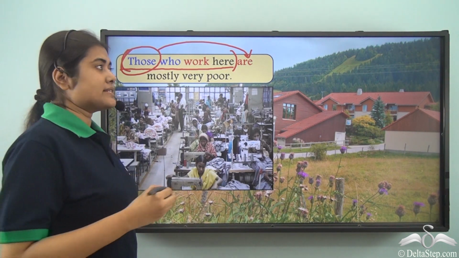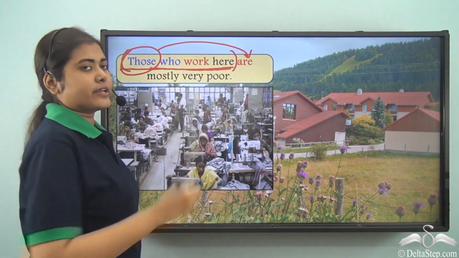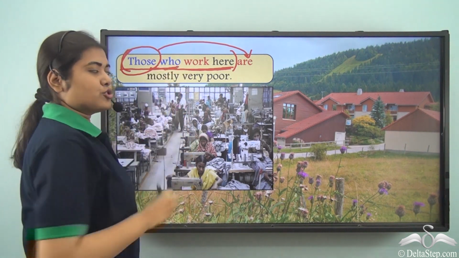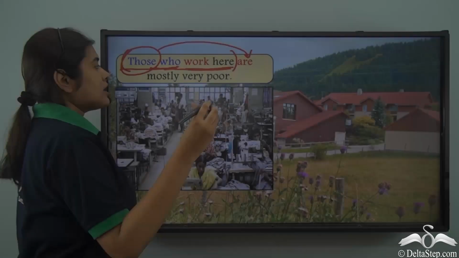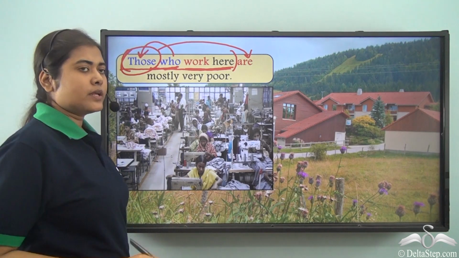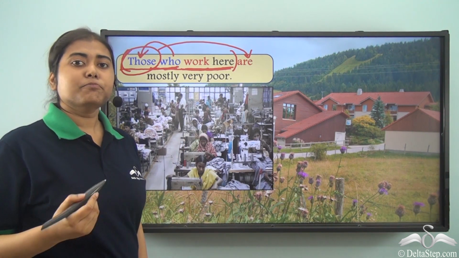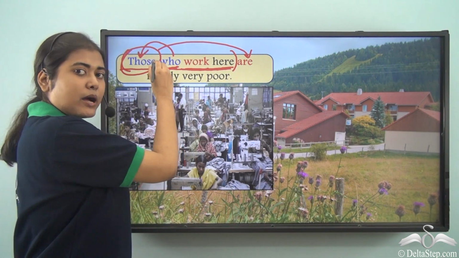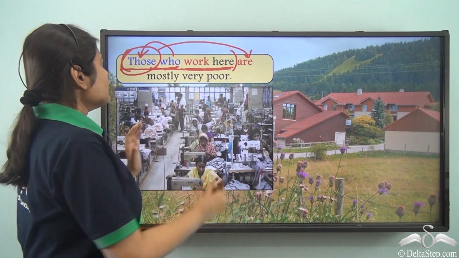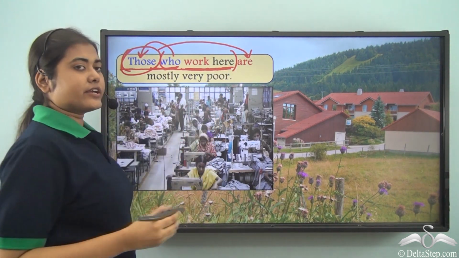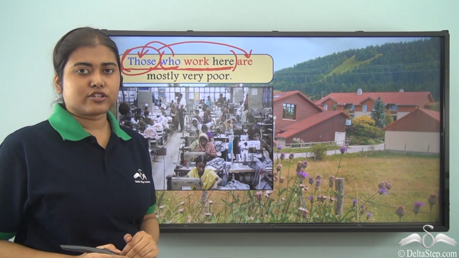Now look at the subject once again. Those who work here. Now this subject has another part, who work here. Now this who is also another subject. Work is a verb. Now how do we decide the verb in this case? Now here who is referring to those. Therefore who is also plural in this case. So the verb work will be a plural verb because it is referring to those once again. So we have used a plural verb in this case as well. Now this particular part, who work here, is describing those, and those who work here entirely is the subject of the sentence.